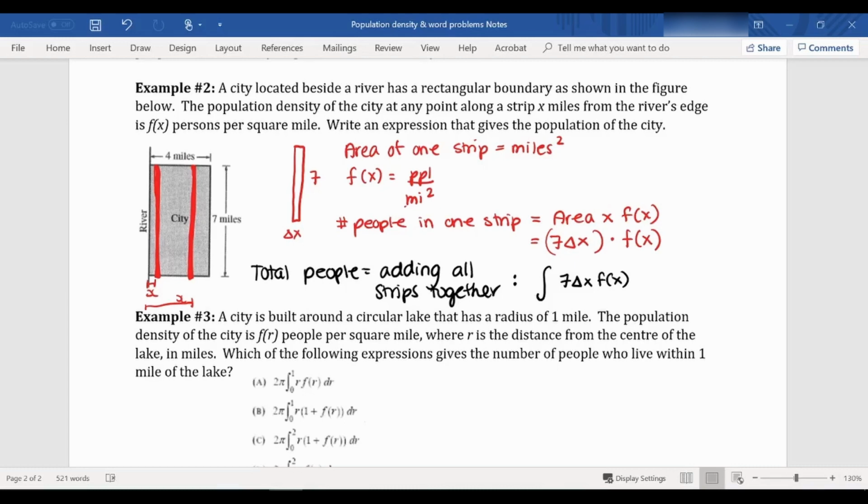Now the question is, what are our bounds? The city does stop. It doesn't go on forever. Our first possible x would be 0 miles from the river's edge, and our last possible x would be 4 miles from the river's edge, which means our integral is going to be from 0 to 4. And I'm going to rewrite this as 7 f of x, and instead of delta x, I'm going to write dx. And this would be the total number of people in our city, because from 0 to 4, you would be adding together strips from a distance of 0 miles from the river's edge all the way up to a distance of 4 miles from the river's edge.